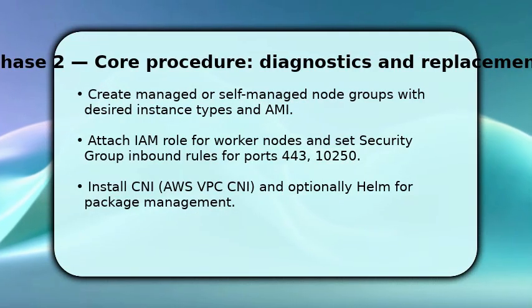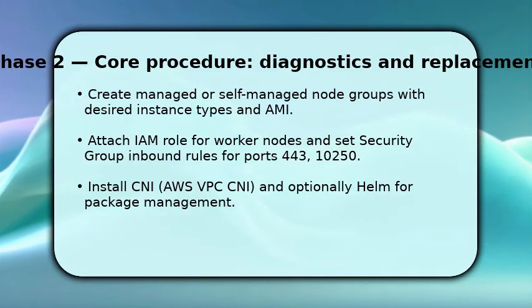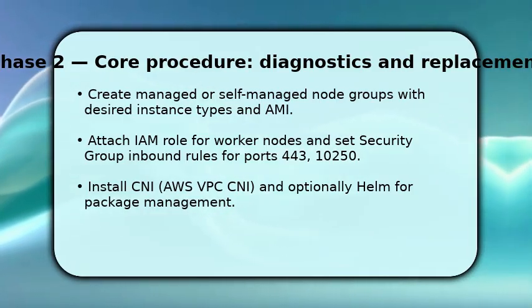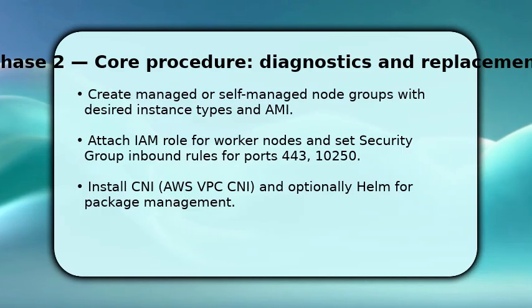Now you configure the worker tier and cluster networking. Choose managed node groups for simplicity or self-managed nodes for customization, and pick instance types based on load. Create and attach the proper IAM role to workers so they can register with the control plane, then adjust security group rules to allow API and kubelet traffic.